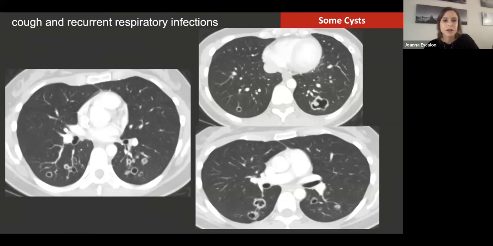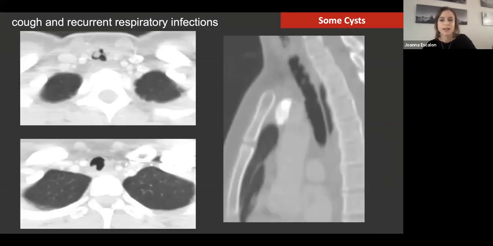So in this next infection, this patient had a cough and recurrent respiratory infections. So there will be two sets of images on this patient. Here's the second set.